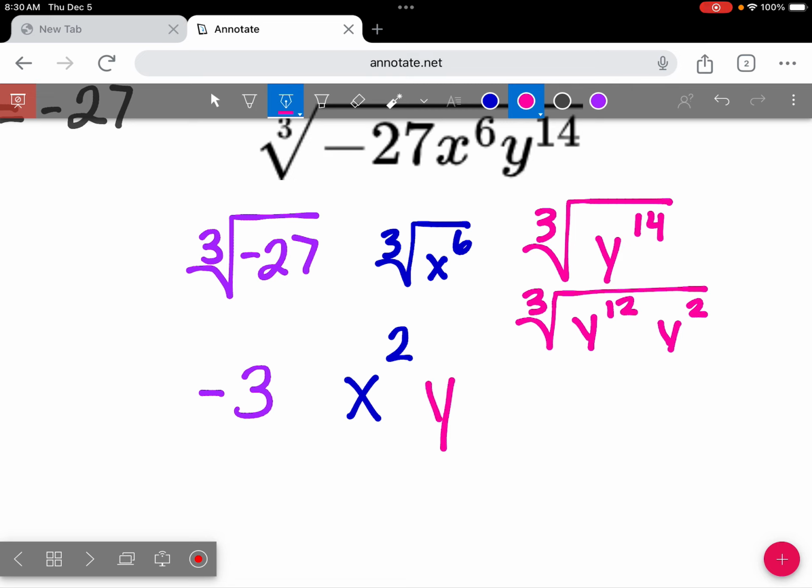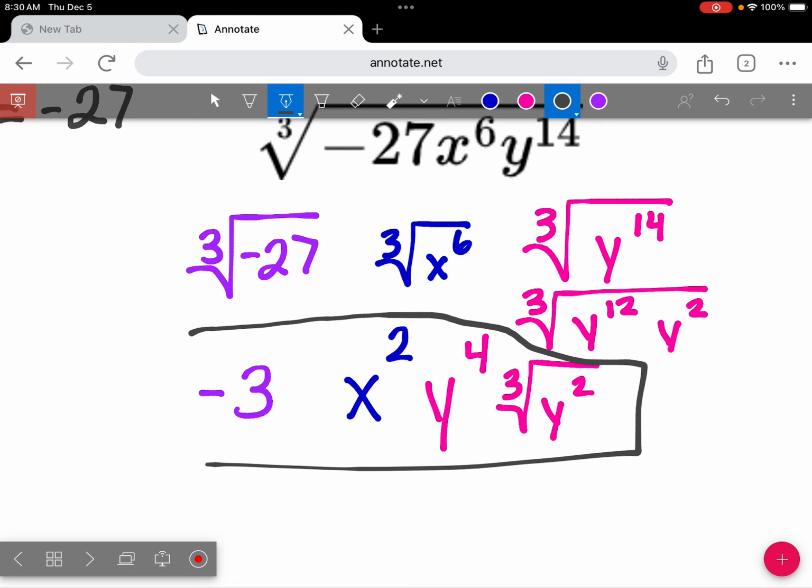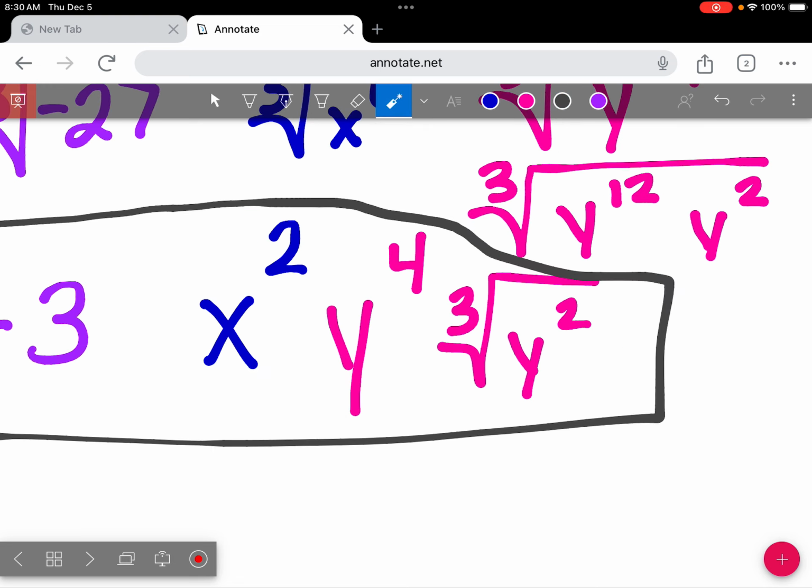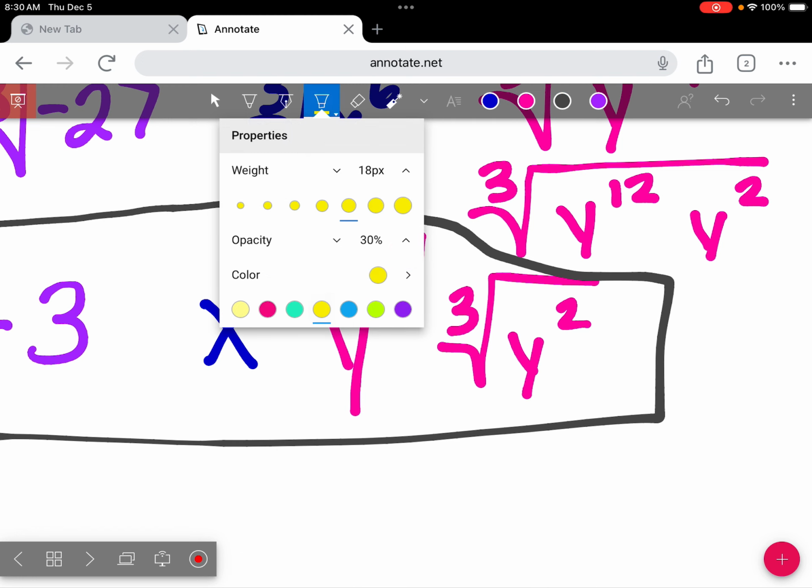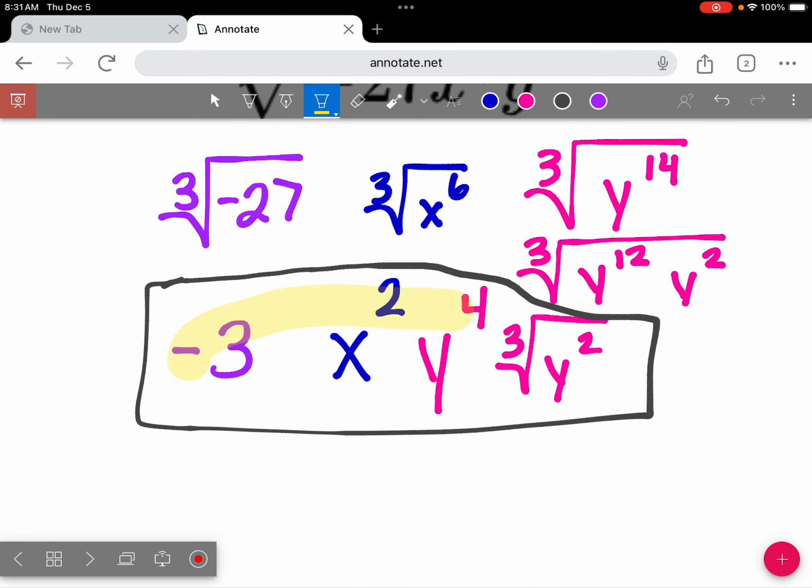You don't have to write that step down, but for some of us, that'll be really helpful, because our leftover bit is that y squared. The only chunk I have left inside my radical is that y squared. And since the 2 is, in fact, smaller than our index of 3, we're done. That's how we can tell we're done. If the powers inside are smaller than our index, that's when we stop. So this is our fully simplified answer here.